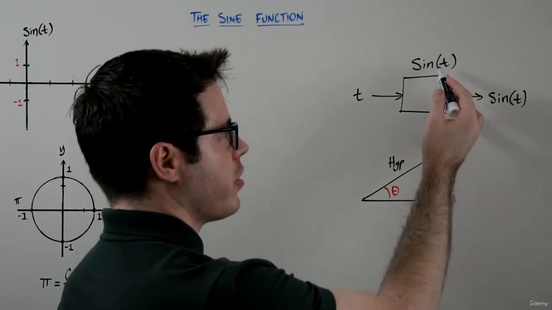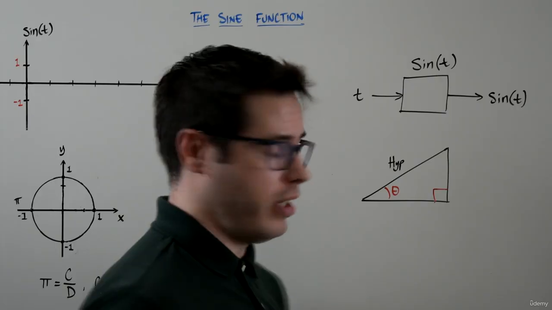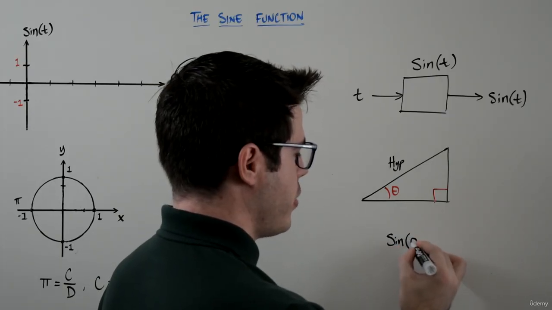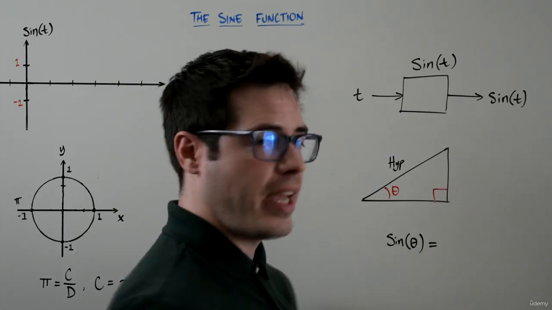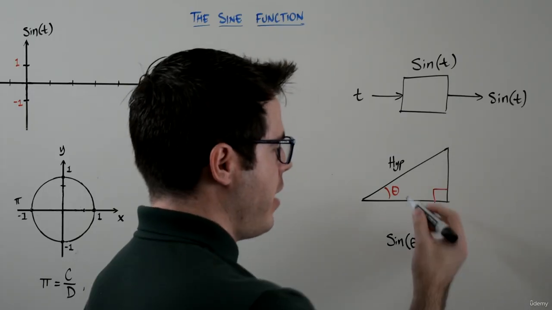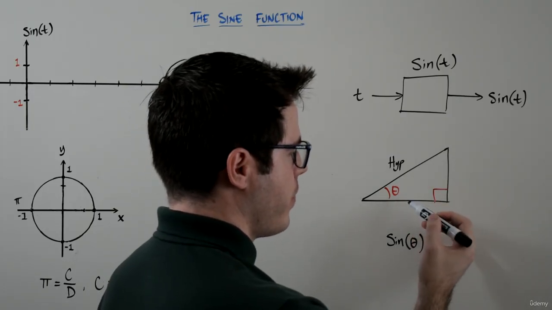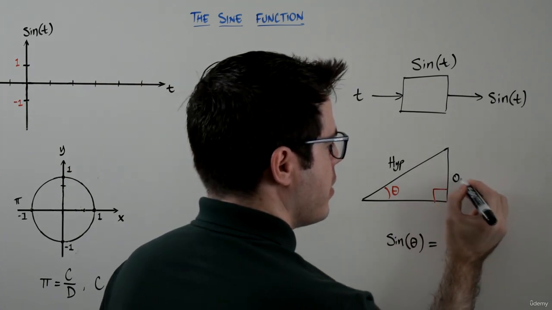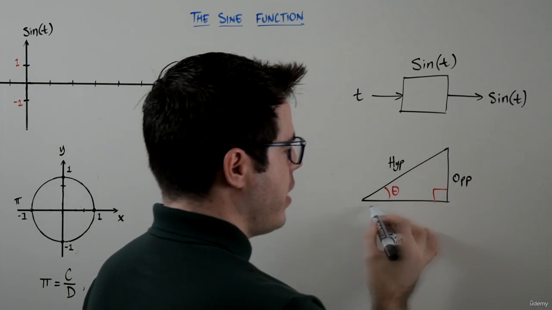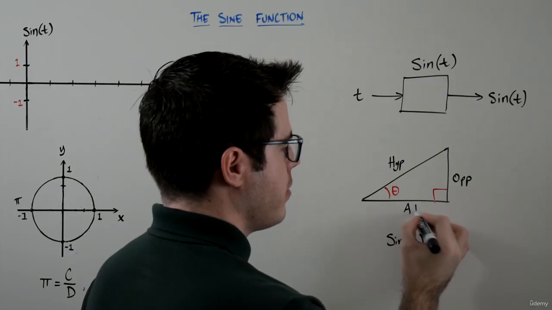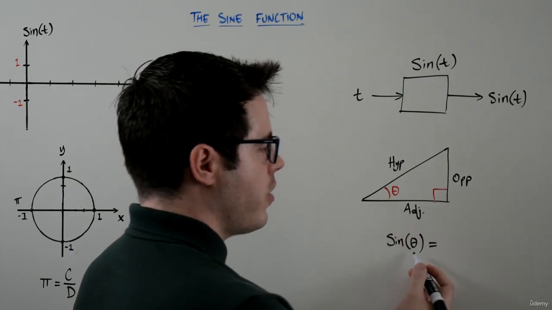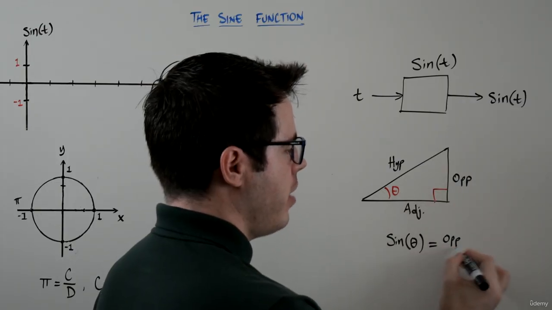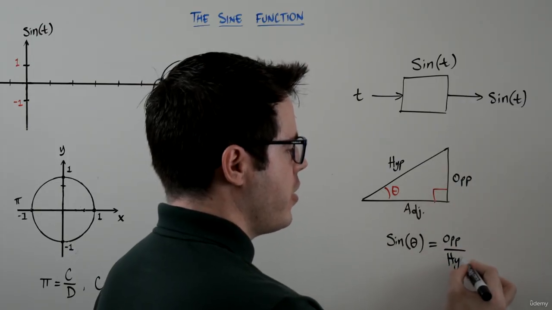Now, the sine function takes an angle as input. So if we pass theta into the sine function, then we get something out of it, right? And this angle exists on a right triangle. Now, if we call the side opposite the angle theta opposite, and we call the side adjacent to the angle adjacent, then the sine function is defined as the opposite divided by the hypotenuse. In other words, it's this ratio here.